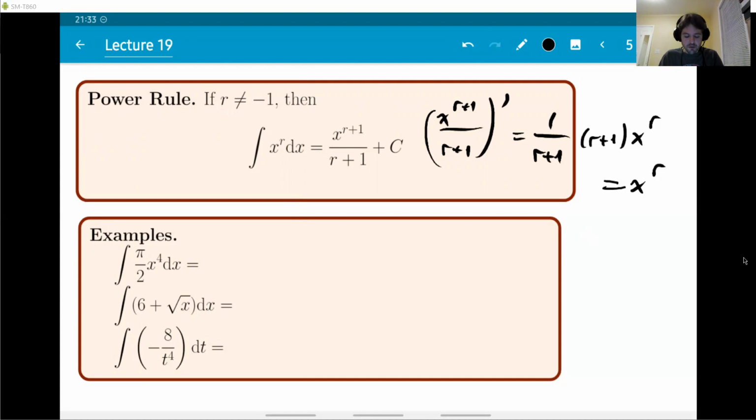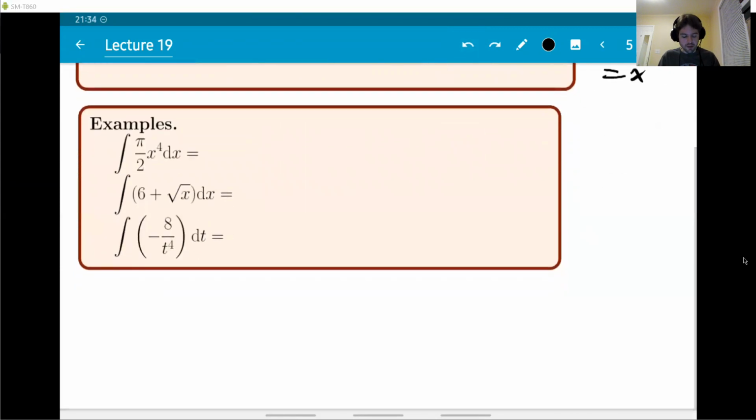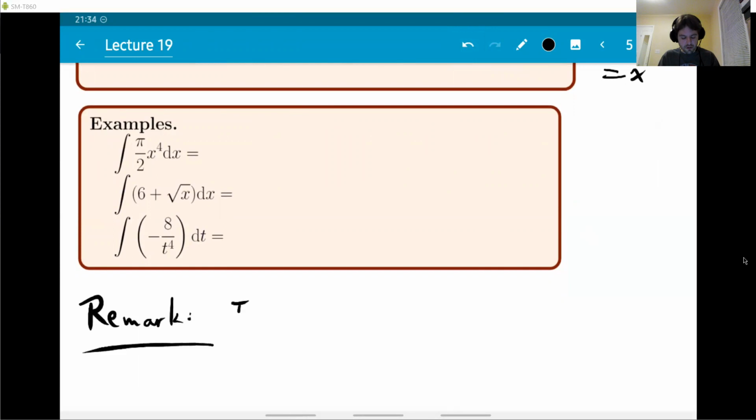Well, if r is minus 1, this formula would not make sense. You cannot divide by r plus 1 because that's 0. So this formula does not make sense. And how do you actually find then the antiderivative if r is equal to minus 1? I'm going to write that down here before we go to the examples. Remark, what if r is minus 1?